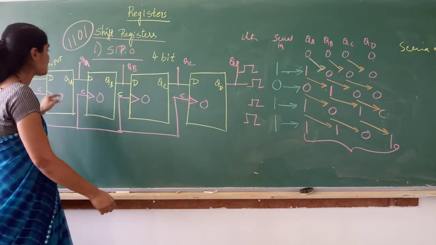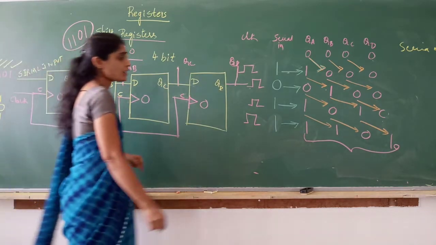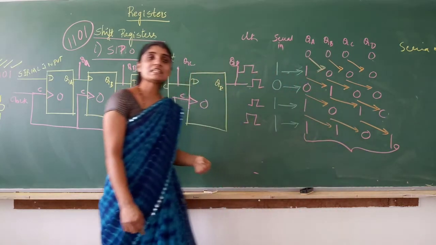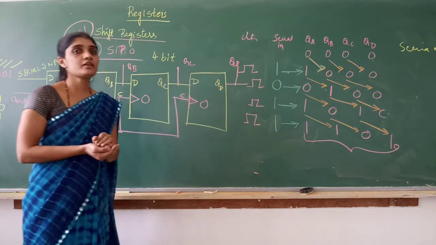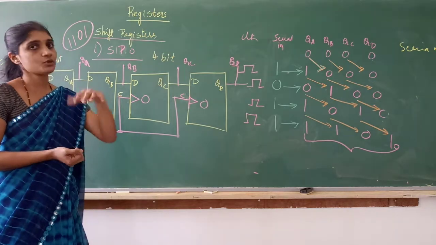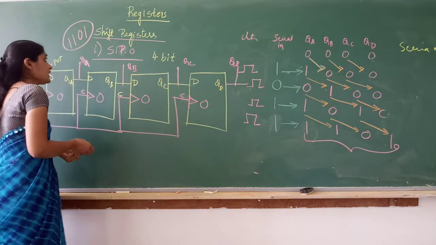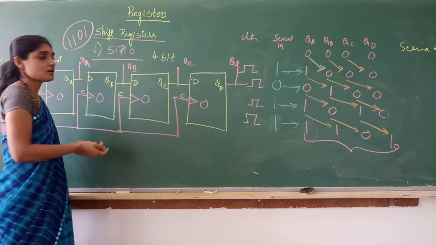So what was the input we were giving? 1, 1, 0, 1. So do we have 1, 1, 0, 1? 1, 1, 0, 1. So this is serial in, parallel out. 4 clock pulses are enough to store the information and to get the output. Serial in, parallel out. And we have parallel in, serial out.